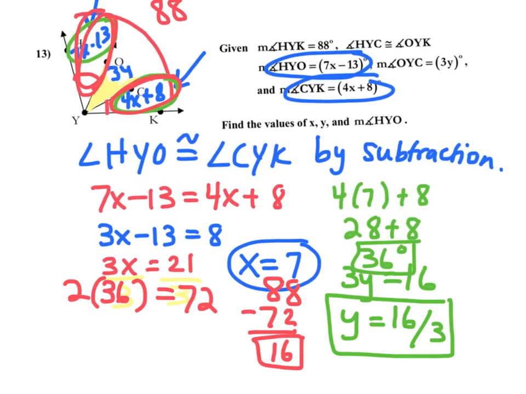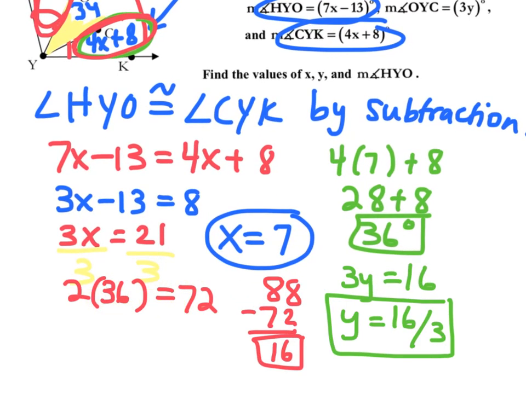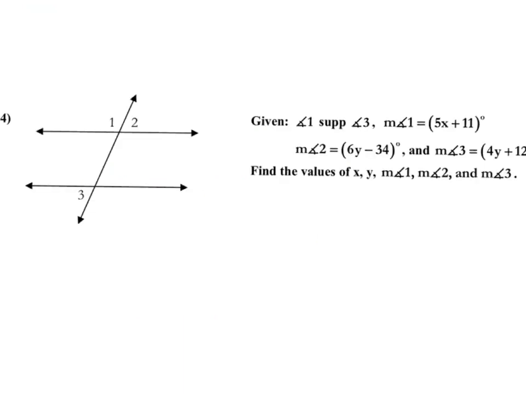HYO, we already found that, you guys. HYO is 36, so there's my answer. I like that problem. It's a good one.